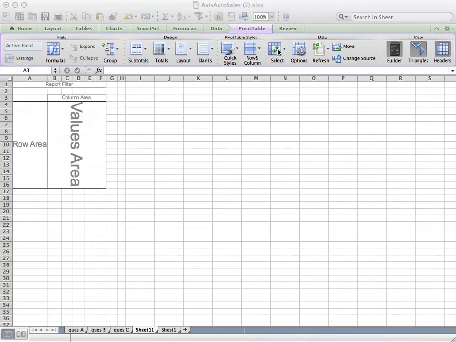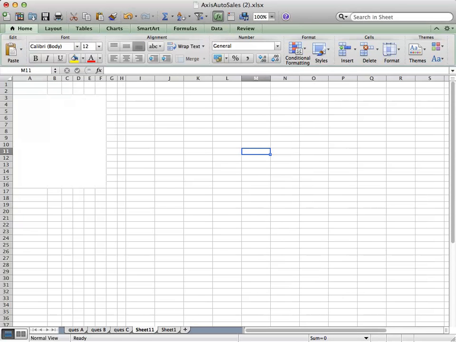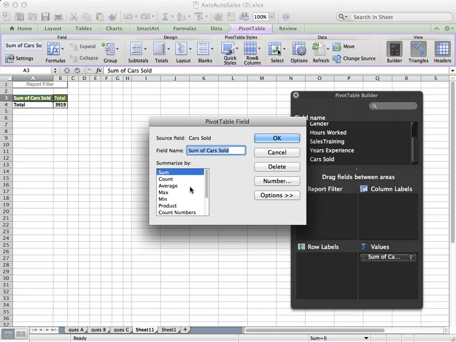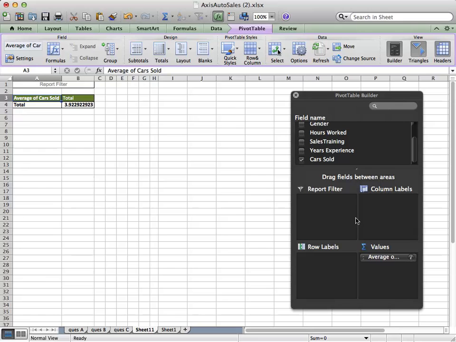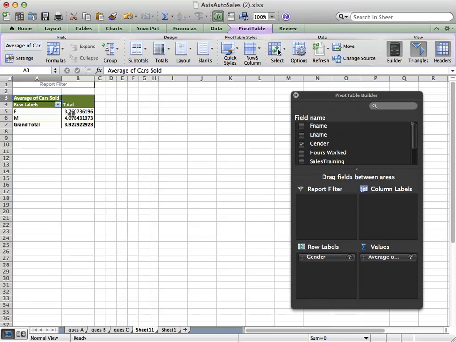The next question is the average cars sold per month by gender. So I want to take my cars sold per month, get the average, which we figured out before, but now I want to break it down by gender. So let me take gender and pull it to either the row labels or the column labels. And now I know men are selling slightly more than women per month. Men are selling 4 cars per month, and women are selling on average 3.7 cars per month. And that's question D.